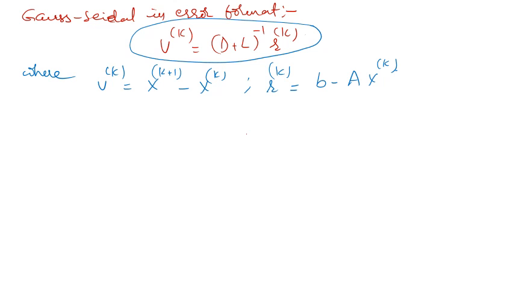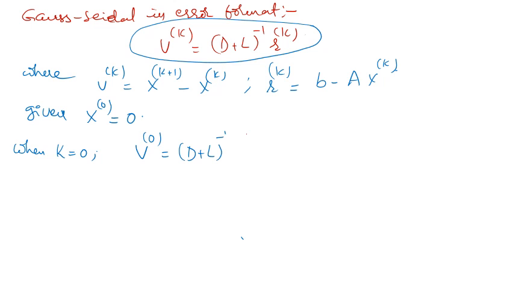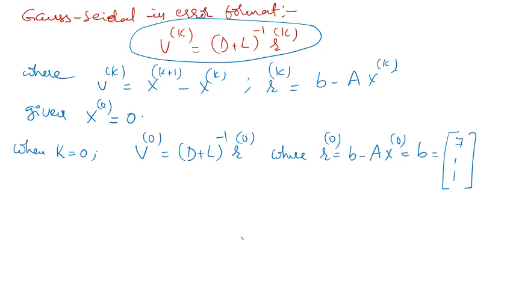Now for our problem, let us implement this error format. First thing, what is given? Given x0 equals 0, right? Now the first iteration, when k equals 0, let us find v0. When k equals 0, v0 equals (D plus L) whole inverse r0, where r0 equals b minus A x0, and A x0 is 0. Therefore you will get the b value, that is 7, 11, the right-hand side matrix.